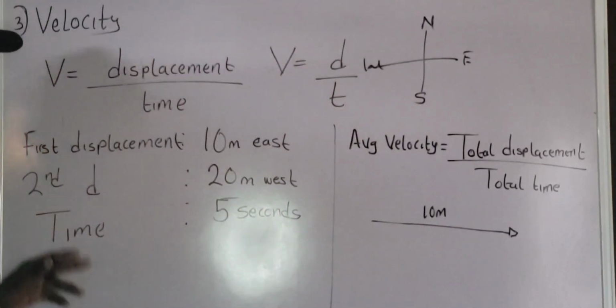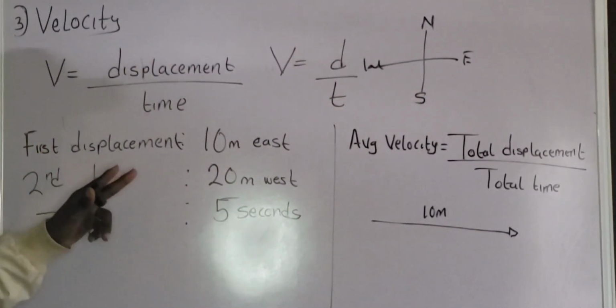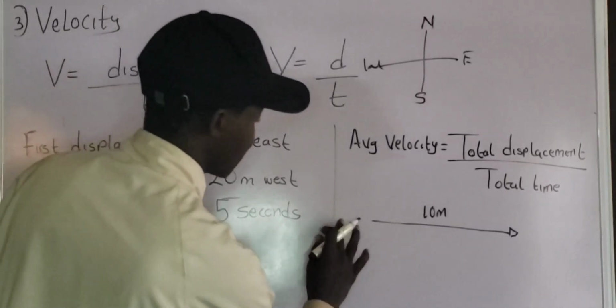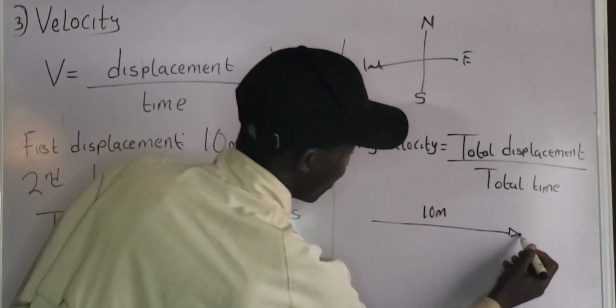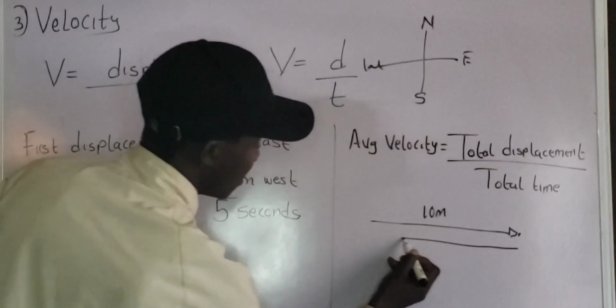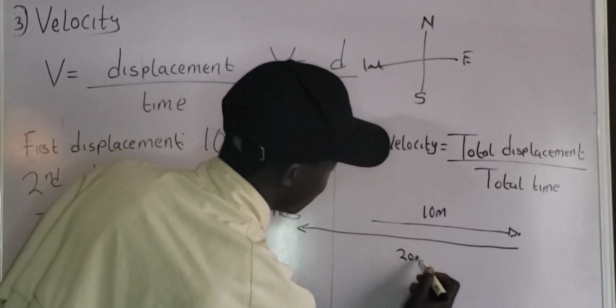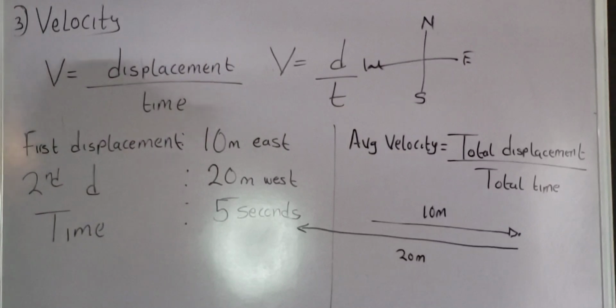Now, the second part of the trip was that the object traveled 20 meters west. Are you getting it? Therefore, after reaching this point, the object traveled back 20 meters west. This is 20 meters. Are you getting it? Please, I don't want you to get confused.